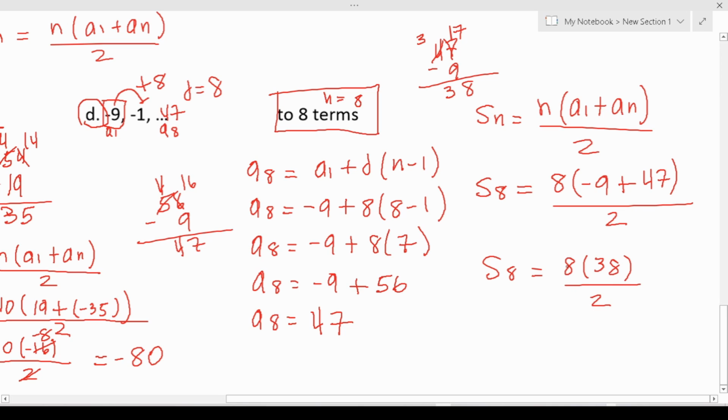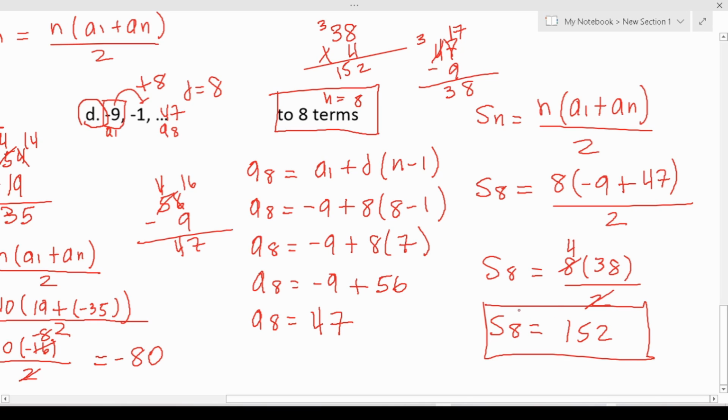In this case, I'm going to reduce this 8 to make the problem a little bit easier. That is, I'm going to divide 8 by 2. So this is going to cross out, and 8 divided by 2 is 4. So as we can see, S sub 8 is the same thing as 4 times 38. So that's 38 times 4. 4 times 8 is 32, carry your 3. 4 times 3 is 12, 13, 14, 15. So we can see that the sum of the 8 terms in this series or sequence is in fact 152.